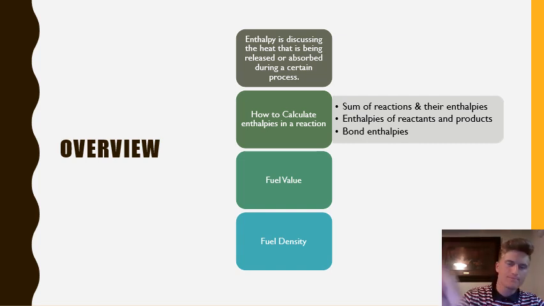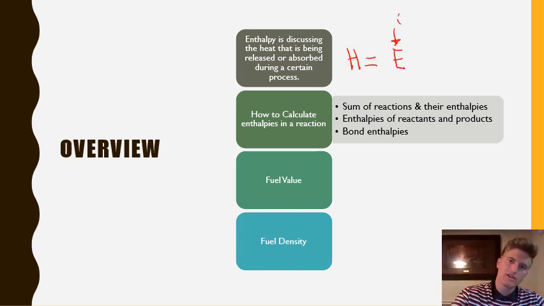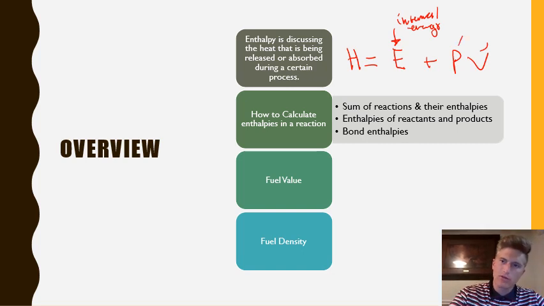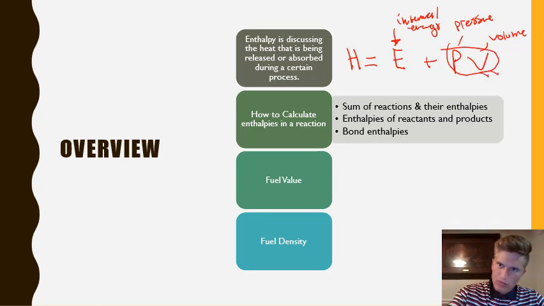If we remember, enthalpy isn't just the heat, it also involves the work. So we can say H is equal to E, the internal energy, plus PV. PV actually stands for the work being done. This is pressure and volume. This is equal to work done on the system as well.